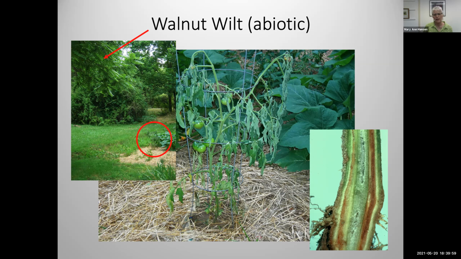So this is an abiotic problem to be aware of. And there's not a whole lot you can do besides cutting down the walnut tree, or planting your garden farther away, or perhaps digging a trench between the tree and the garden.